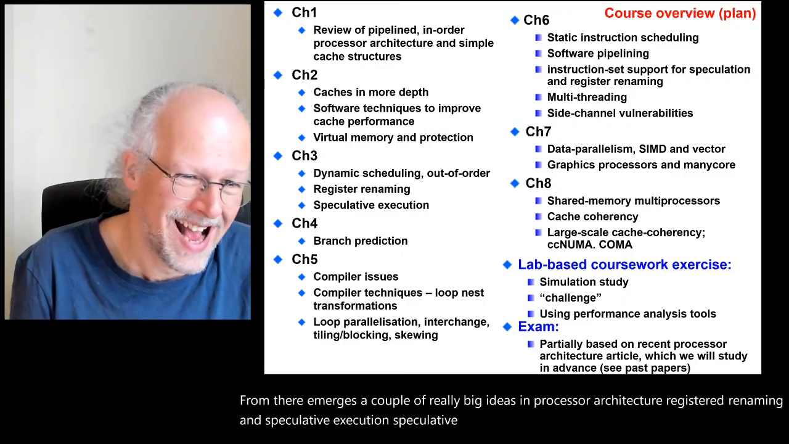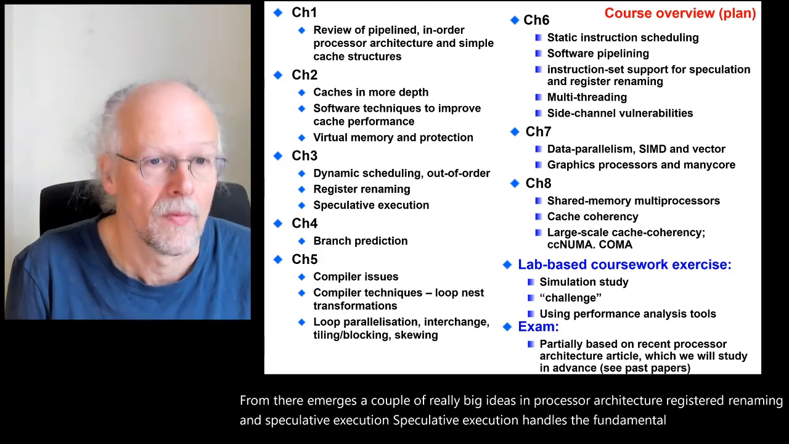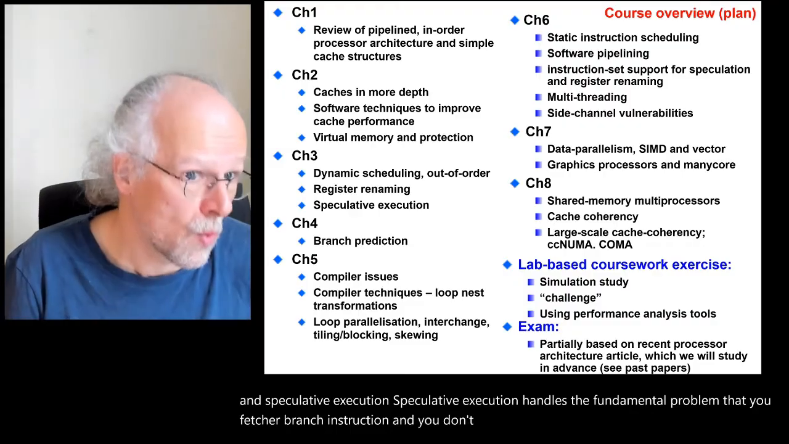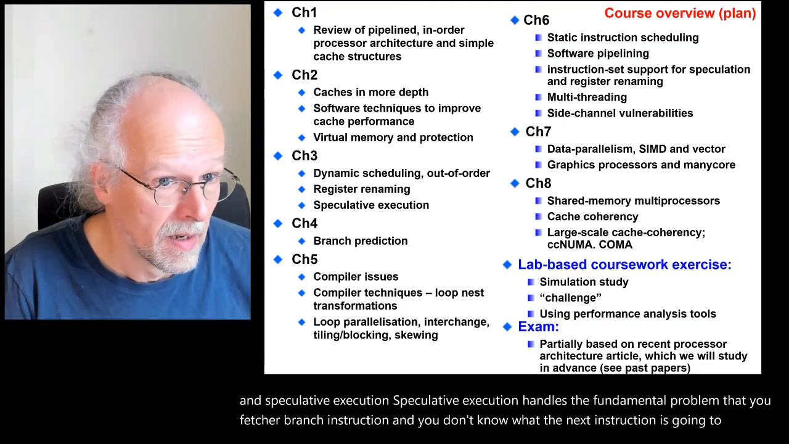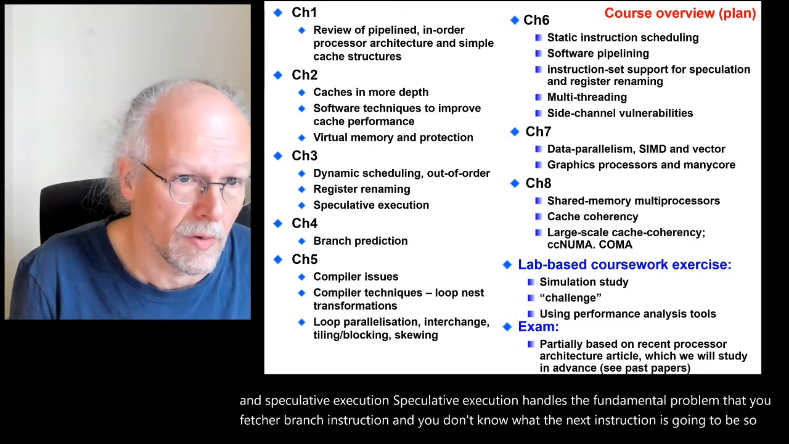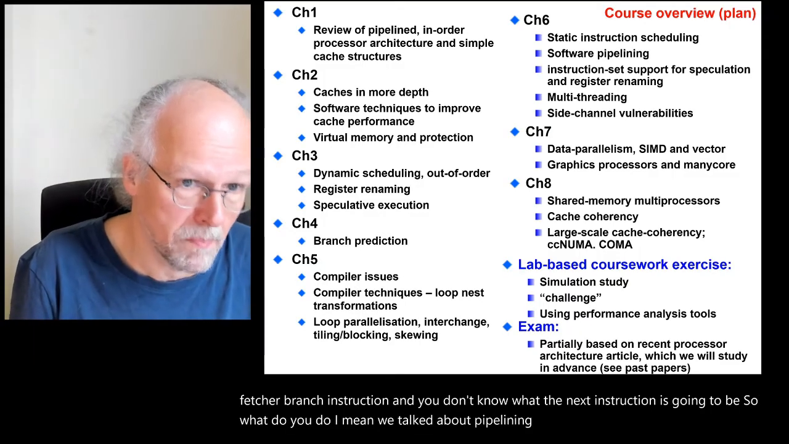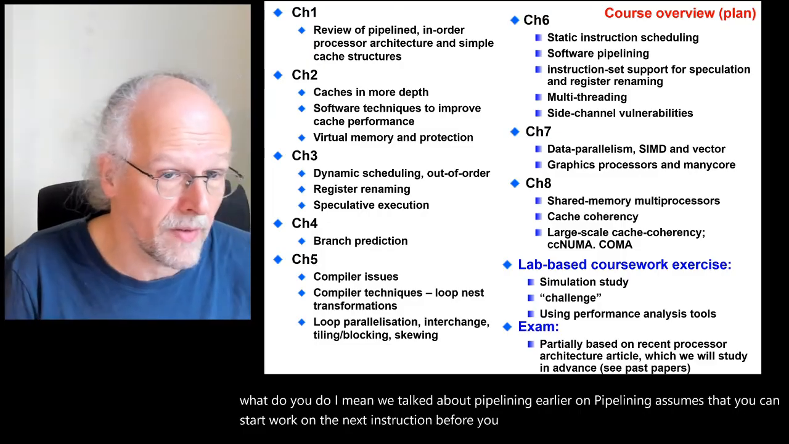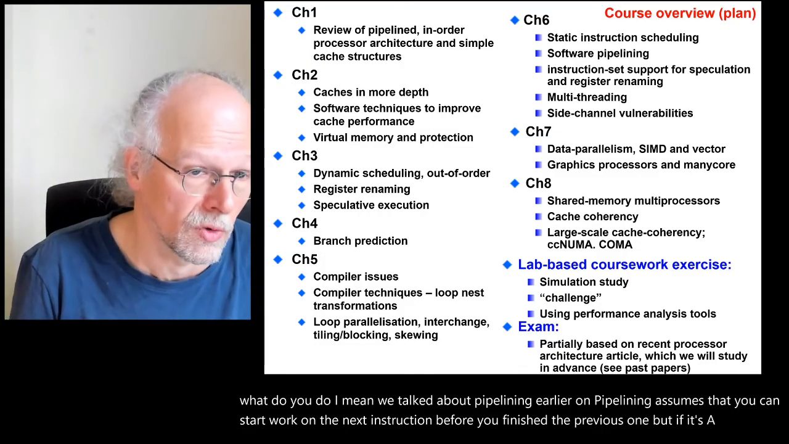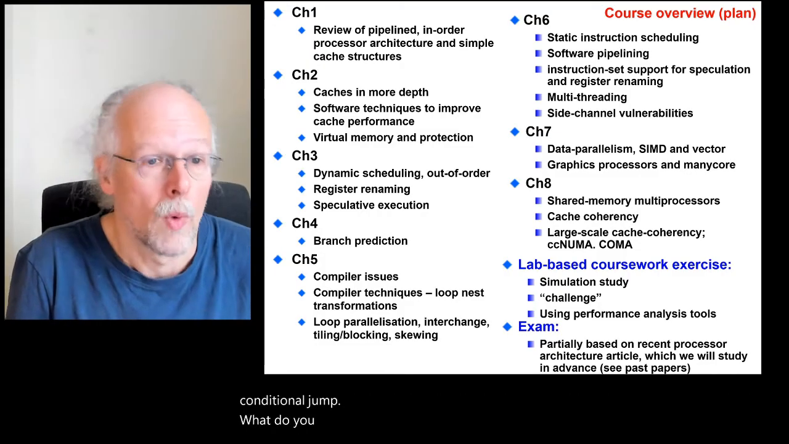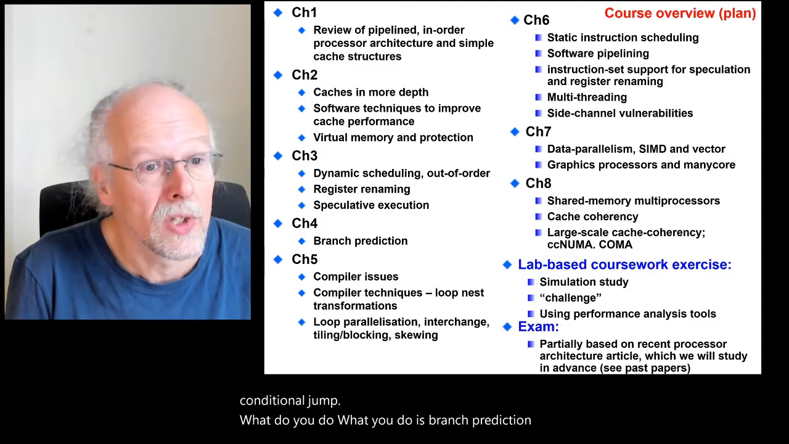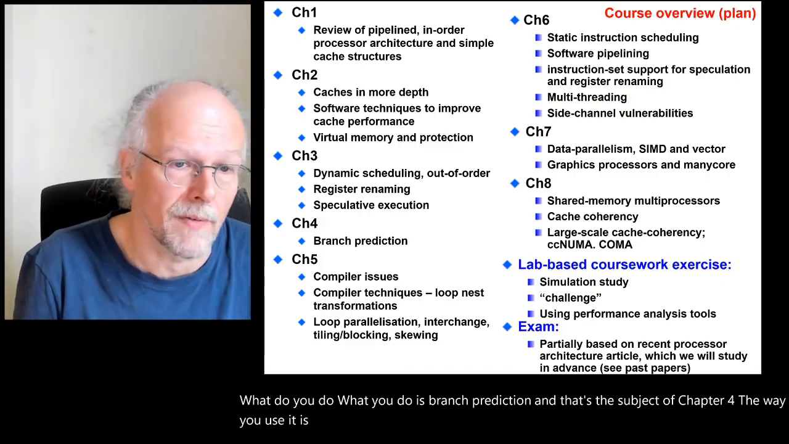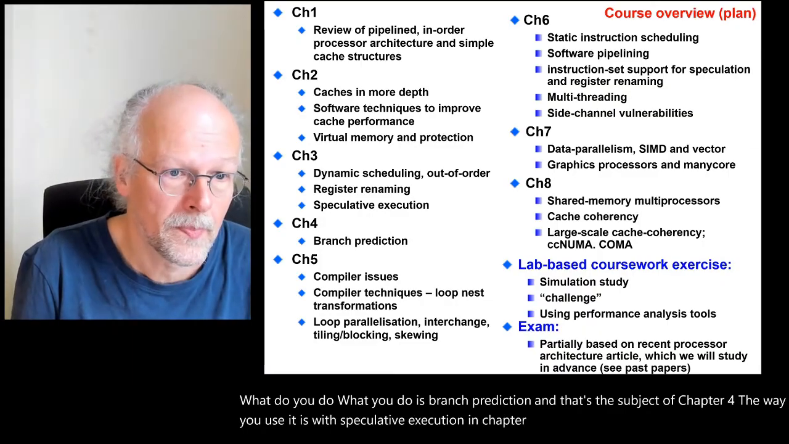Speculative execution handles the fundamental problem that you fetch a branch instruction and you don't know what the next instruction is going to be. So what do you do? I mean, we talked about pipelining earlier on. Pipelining assumes that you can start work on the next instruction before you've finished the previous one. But if it's a conditional jump, what do you do? Well, what you do is branch prediction, and that's the subject of chapter 4. The way you use it is with speculative execution in chapter 3.